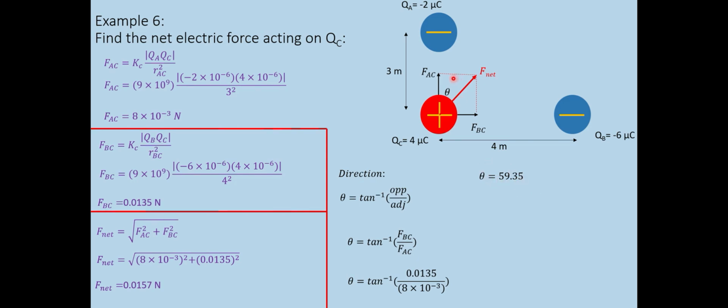This is the angle theta. It's not the reference angle or the direction. The direction or the reference angle is this part, is this one. So to find it, I will say from this point to this point is 90 degrees. If I remove theta, I will get the reference angle. So the direction is 90 minus 59.35 degrees, which is 30.65 degrees from the positive x-axis.